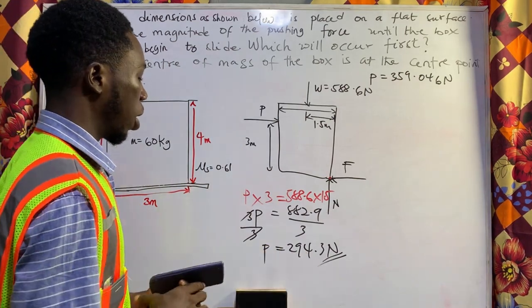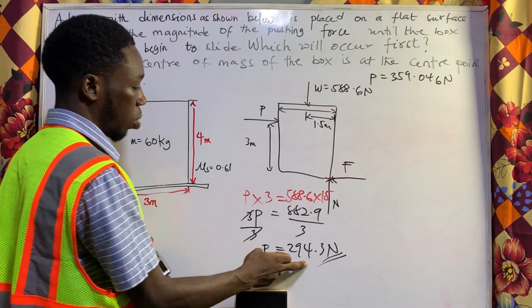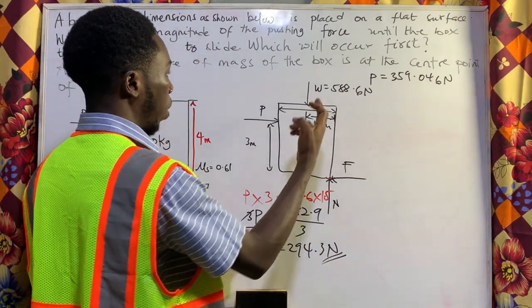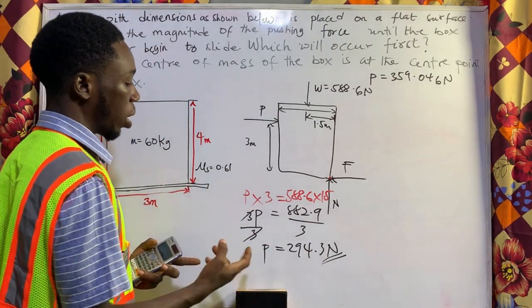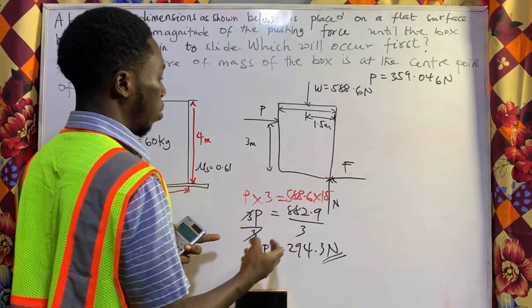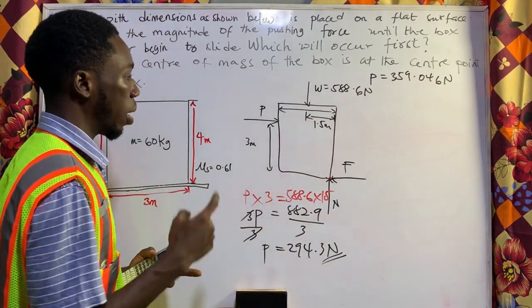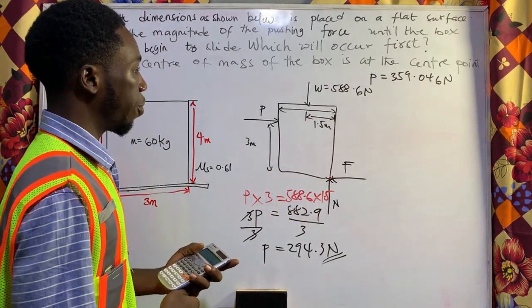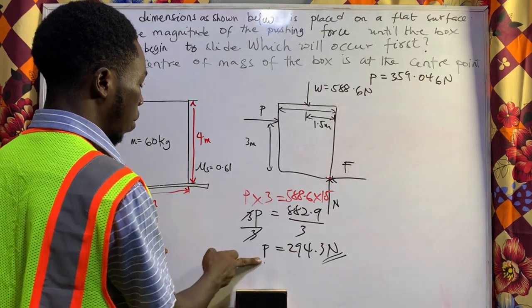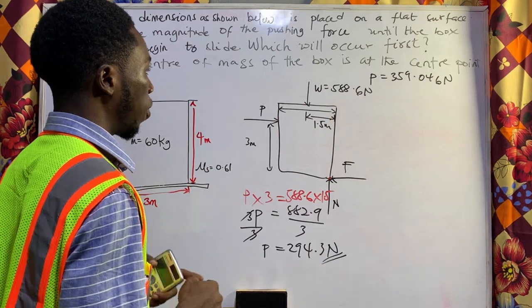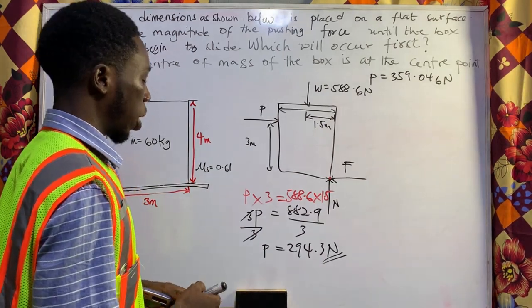Because as soon as P is exactly equal to this value here, the moment that will be caused by this value will be equal to the moment that will be caused by the weight force. At that point, if you increase P any longer, the moment that will be caused by P will be greater than the moment that will be caused by the weight force, and then the box will tip freely. So this value here becomes the minimum value of P that we need in order for tipping to begin to occur.